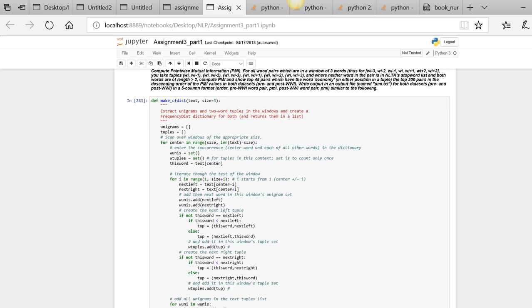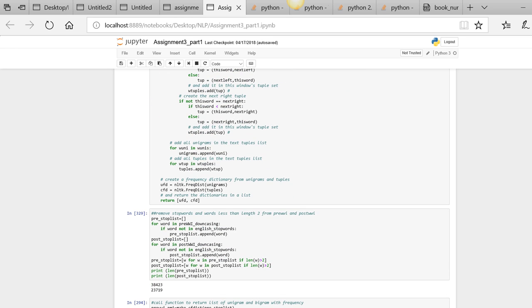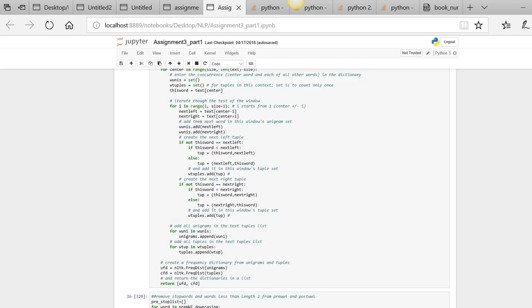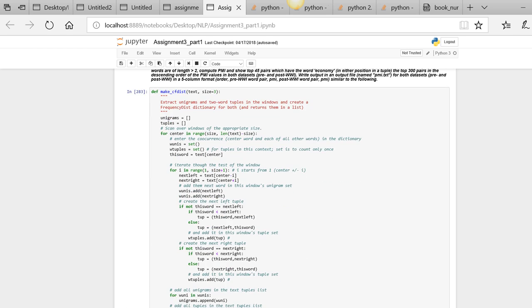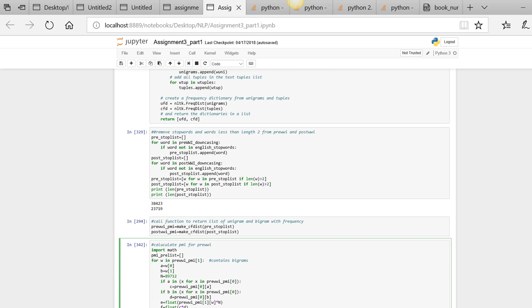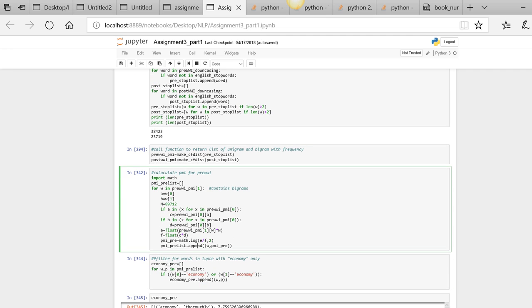The make_CF test was given. This function returns unigrams and bigrams with their corresponding frequencies. I removed the stop words in this step and called the function which returns a list of unigrams and bigrams with their frequency. Then I calculated the PMI for pre-WI.